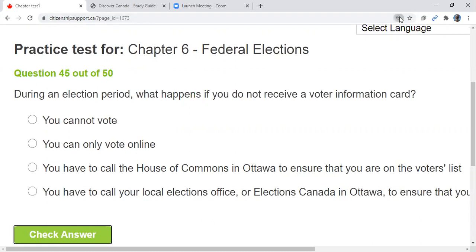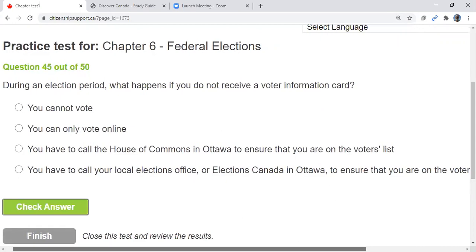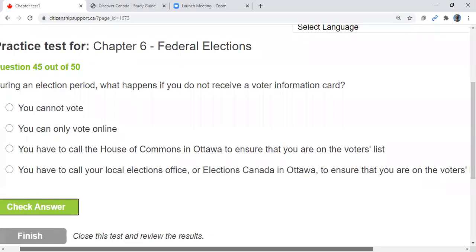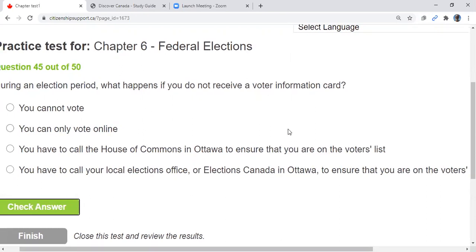Make this a little smaller. And now, can you do this one, please? What happens if you do not receive a voter information card? You can't vote, you can only vote online.